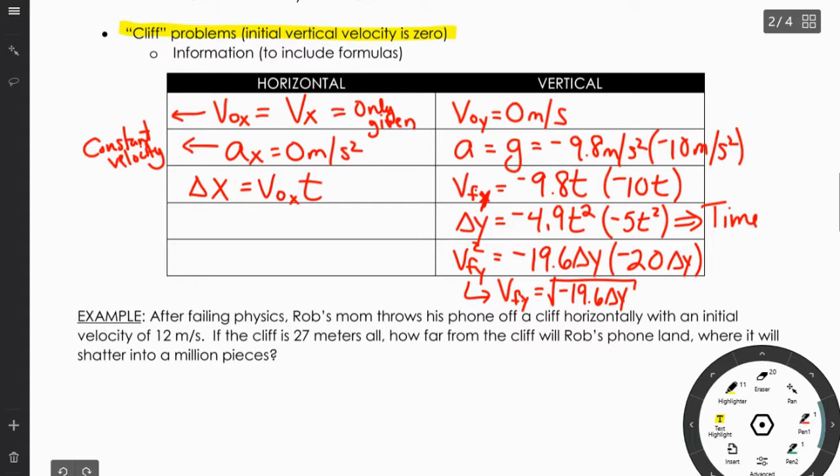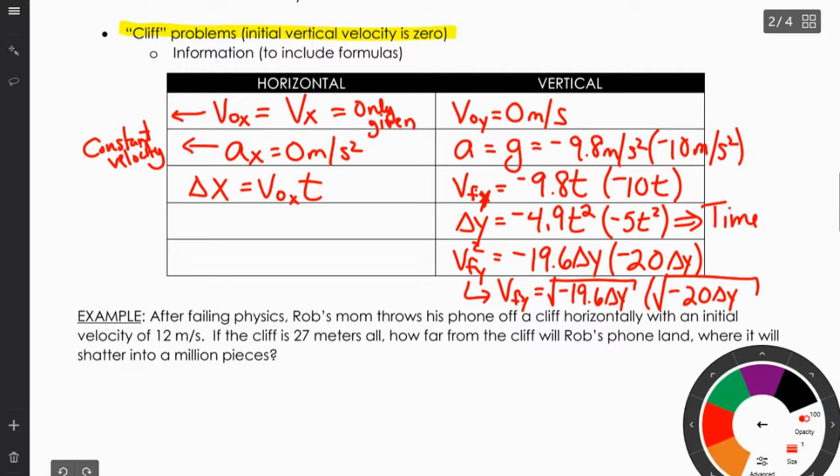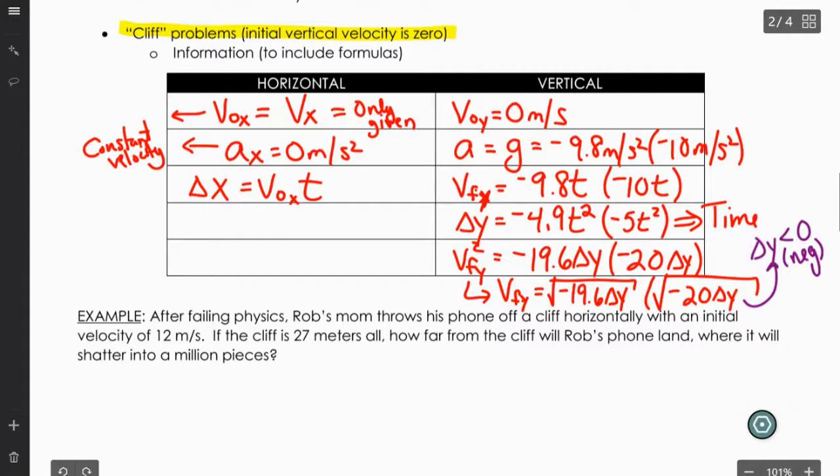But you do need to be careful. Again, if you're going to use 10, it's going to be the square root of negative 20 delta y. If you use this equation, delta y has to be less than 0, so you have to make this negative. That's assuming that your zero point is the initial position, and then it falls down.